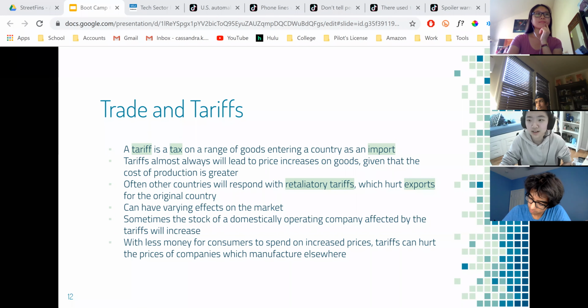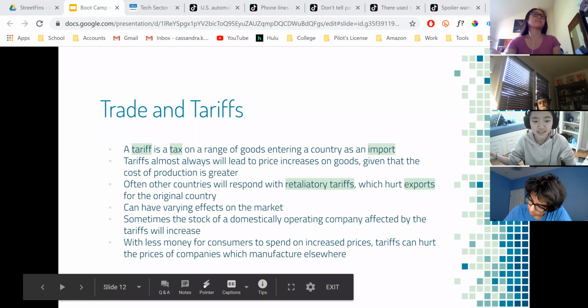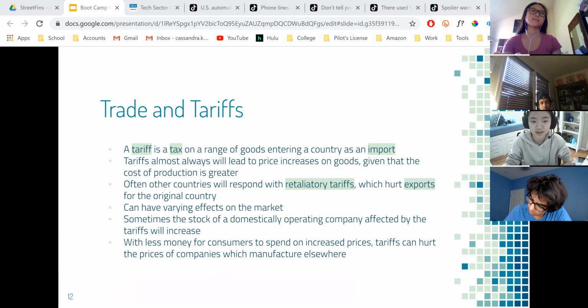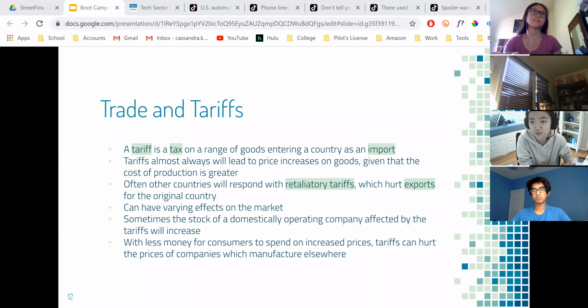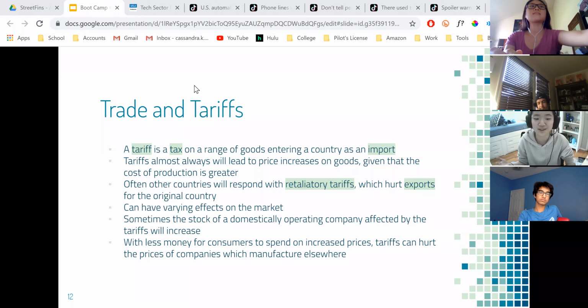Countries can respond with retaliatory tariffs. For example, let's say country A sets a tariff and fewer companies import goods from country B since it's expensive. This hurts country B because it's harder to profit, so they retaliate with a retaliatory tariff. Now country B imports goods less because it's expensive for them, which in turn hurts country A's exports.